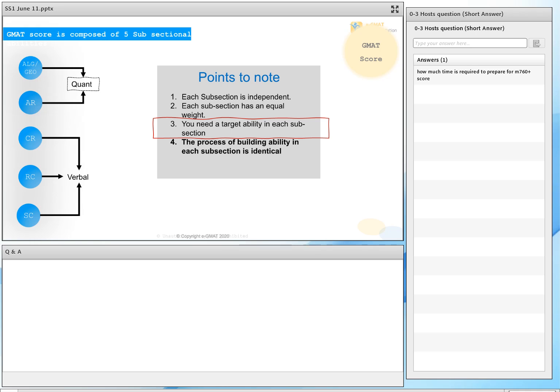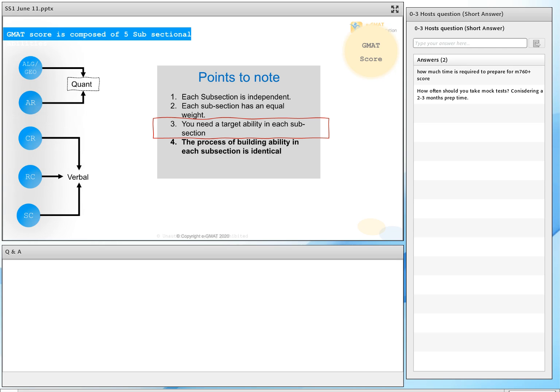Okay. So how much time do you need to get to that 760 plus score? And we're going to answer that question. Okay, and the question is not how much time is required to prepare for that 760 plus score, because if you go on our YouTube channel, you're going to see times ranging from 9 months to 9 days. Okay, the question that should be, how much time do I need to get to that 760 score?